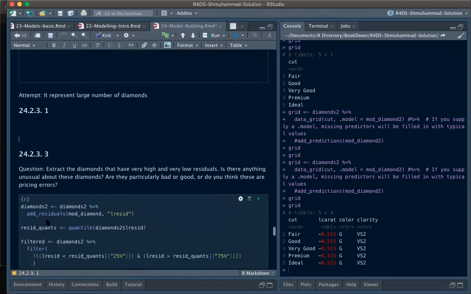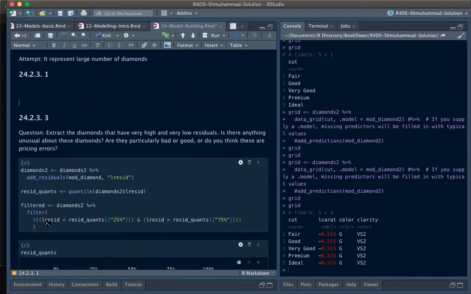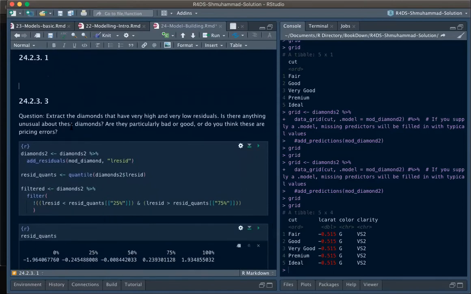I didn't attempt it. I think maybe we can come back to it. And we have this one. I'm looking at the time. So extract the diamonds that have very high and very low residuals. Is there anything unusual about these diamonds? Are they particularly bad or good, or do they think these are pricing errors?